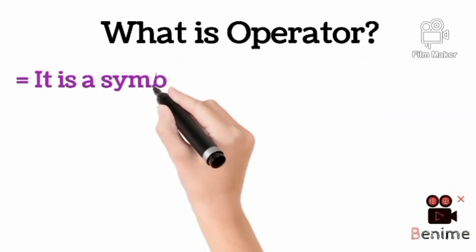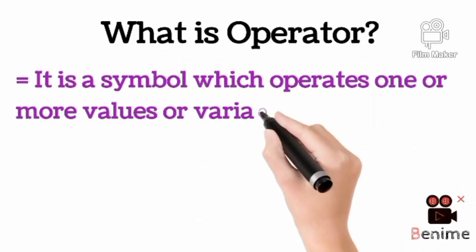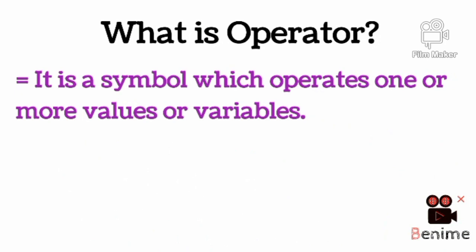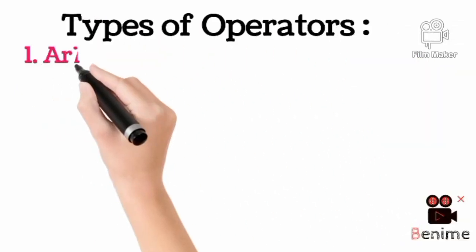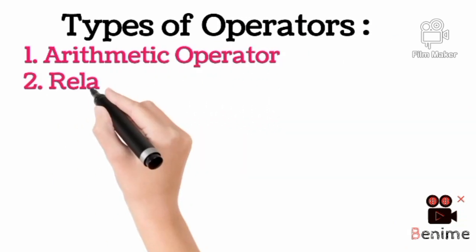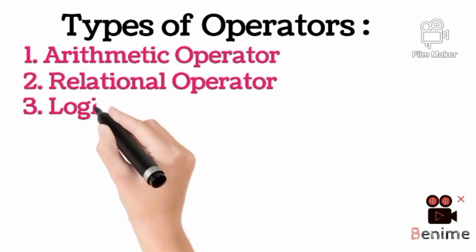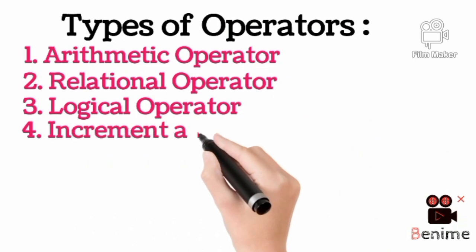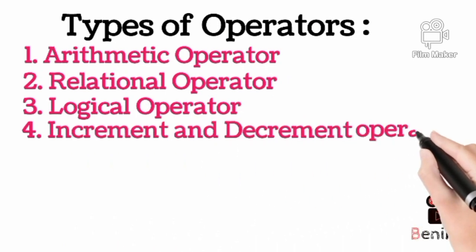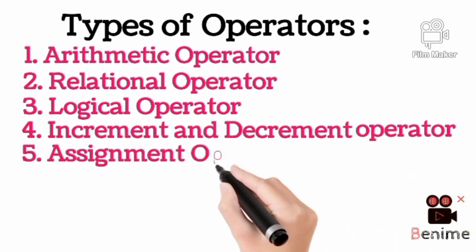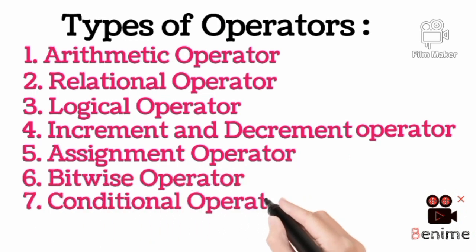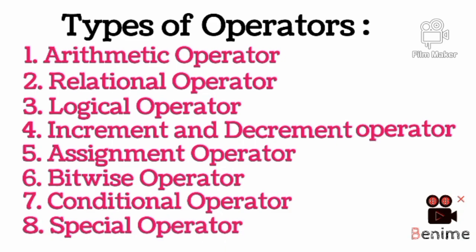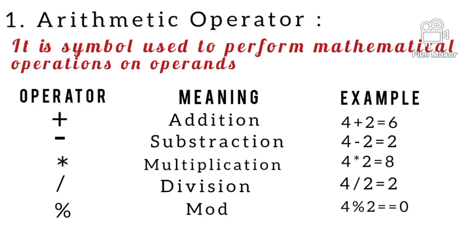So firstly, let's understand what is operator. It is a symbol which operates on one or more values or variables. Then types of operators are arithmetic operator, relational operator, logical operator, increment and decrement operator, then assignment operator, bitwise operator, conditional operator, and the last one is the special operator. So firstly, let's start with arithmetic operator.